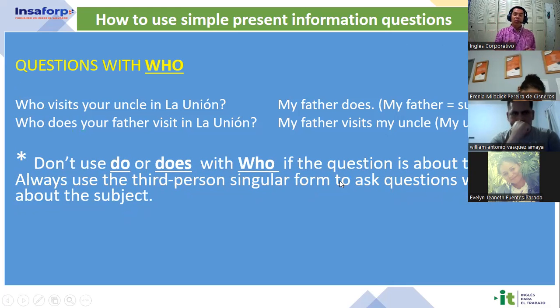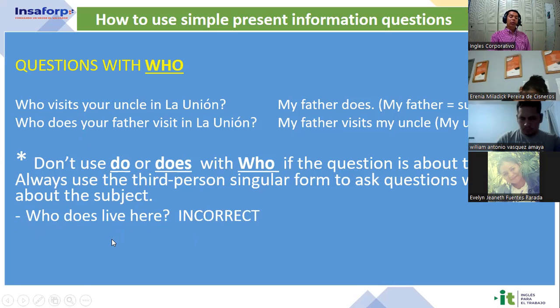Don't use do or does with who if the question is about the subject, right? Si la pregunta es acerca del sujeto, no vamos a usar ni do ni does. Always use the third person singular form to ask a question with who. Siempre que hagamos preguntas con who como sujeto, el verbo lleva una S, ¿ok?